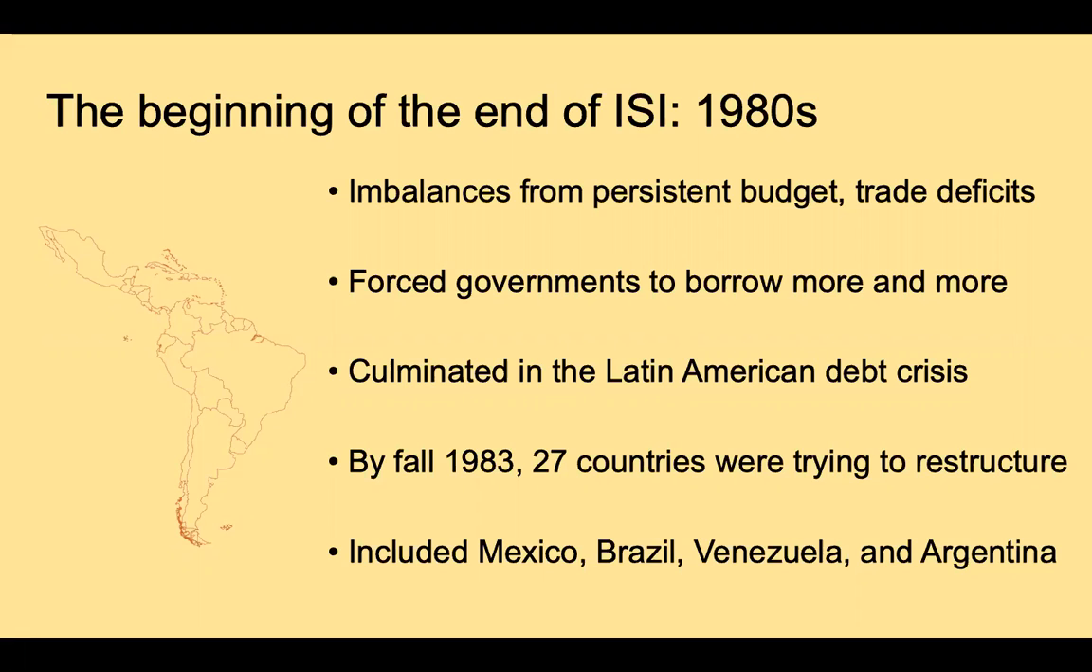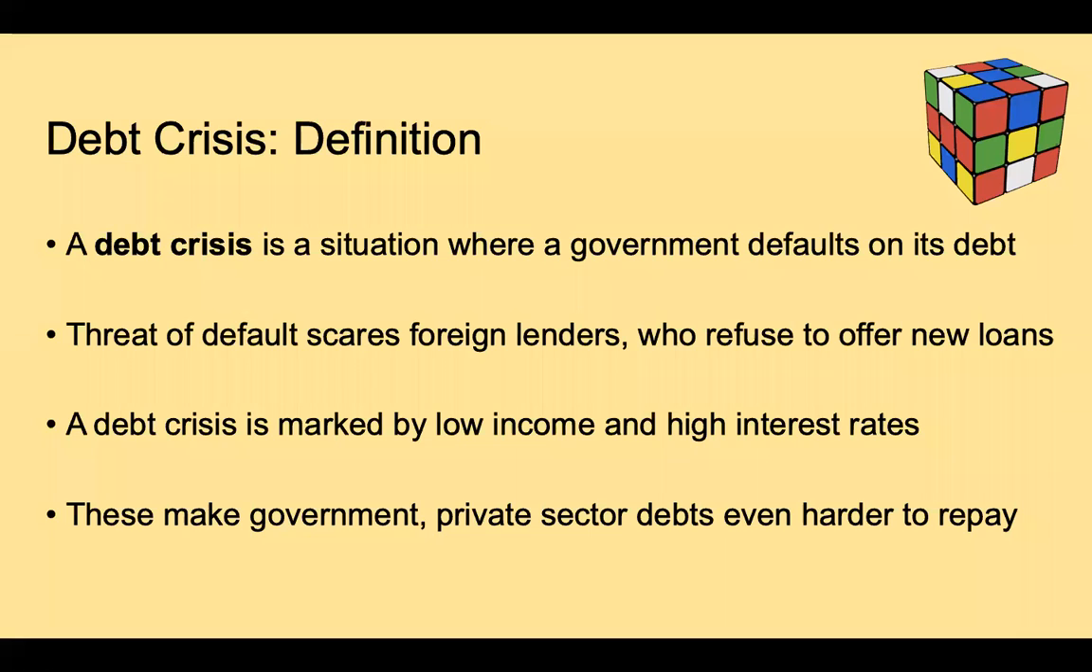And so all of the biggest players, all of the biggest economies were saddled with debt loads that were unsustainable and that were a reflection of these budget and trade deficits. Now, what is a debt crisis? A debt crisis is a situation where a government defaults on its debt, where it fails to make a payment on its debt load. And this failure to pay, this default, it scares foreign lenders and they refuse to offer new loans. Now, the default itself is scary, but the threat of default is also scary.